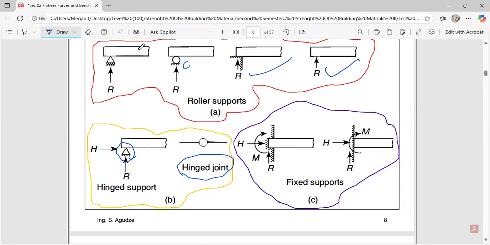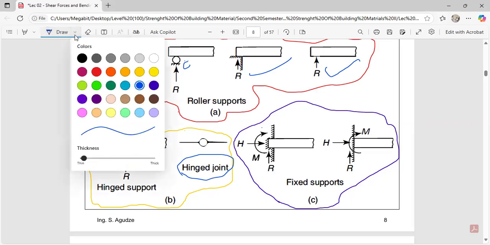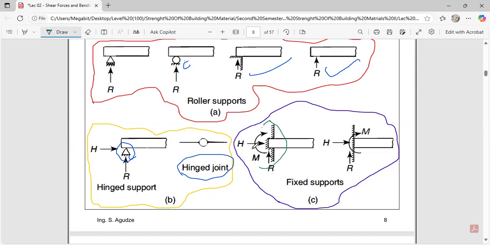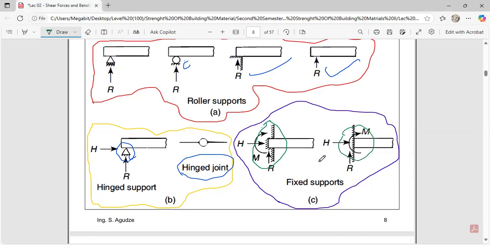Okay, so this is an example of a fixed support. It may also be drawn as this or that. Please don't misinterpret them, or get confused whenever you see this and that. They are all the same thing. It may be indicated as this or that.